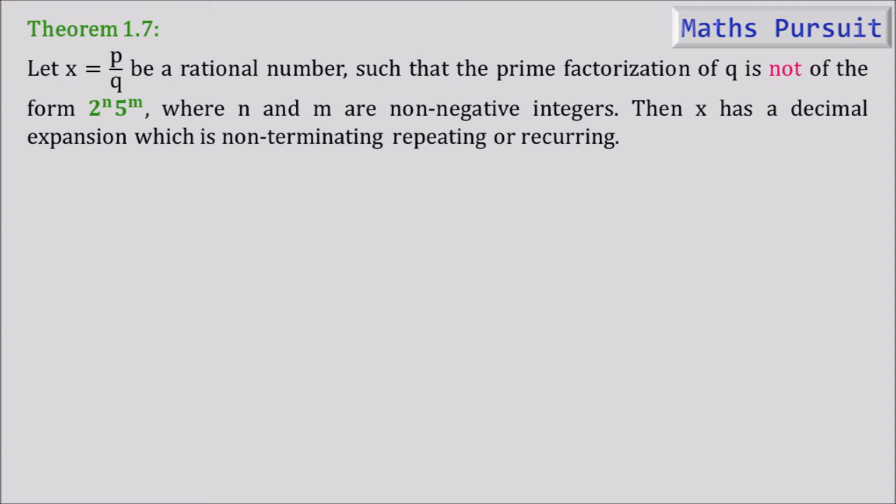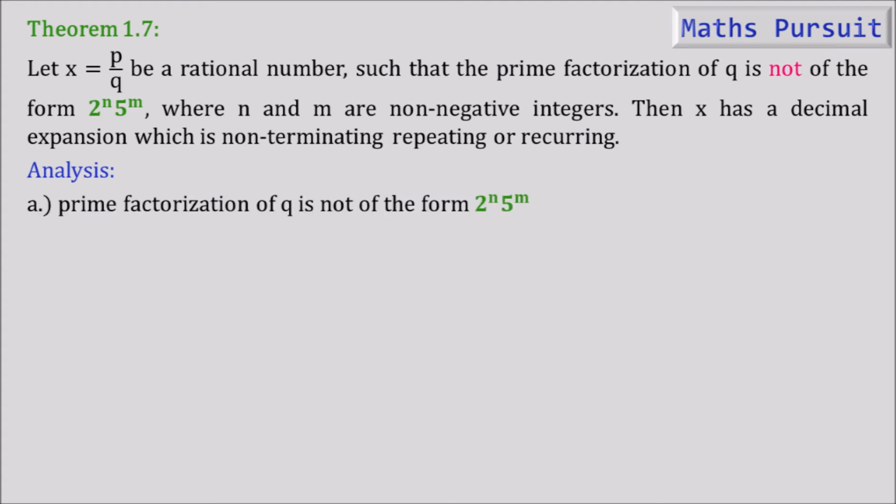That means if the condition is that the prime factorization is not of the form 2 to the power n and 5 to the power m, then the decimal expansion of x will not terminate, it will repeat or recur. Okay, so let's analyze this. What are the things given in the theorem? The first point is that the prime factorization of q is not of the form 2 to the power n and 5 to the power m. The second point is that n and m are non-negative integers. So if any rational number of the form p/q satisfies these two conditions, then definitely we will see that the resultant decimal number is non-terminating, repeating. That means it is recurring.